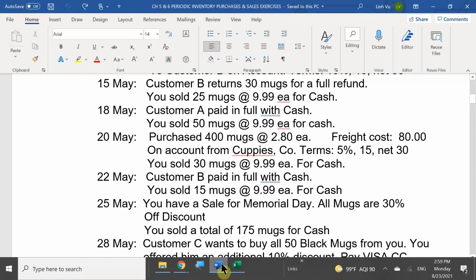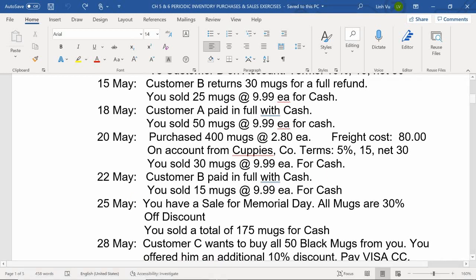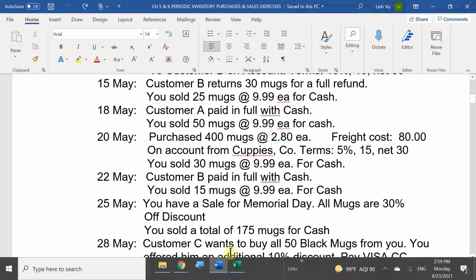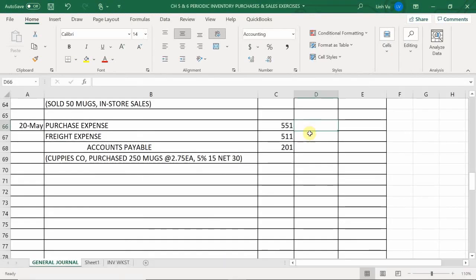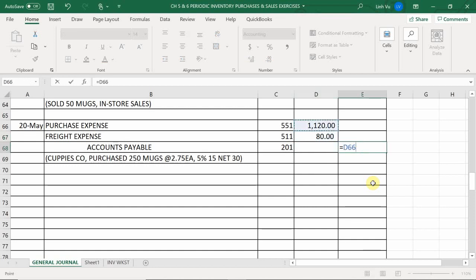400 mugs at $2.80. Okay. So what's my total purchase expense? 1,120. Freight was $80. So what is my total amount that I owe? 1,200. 1,200 even.